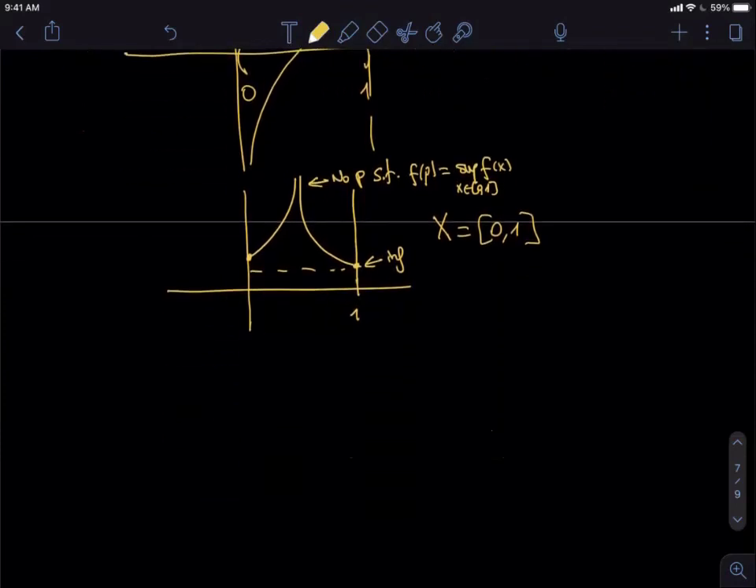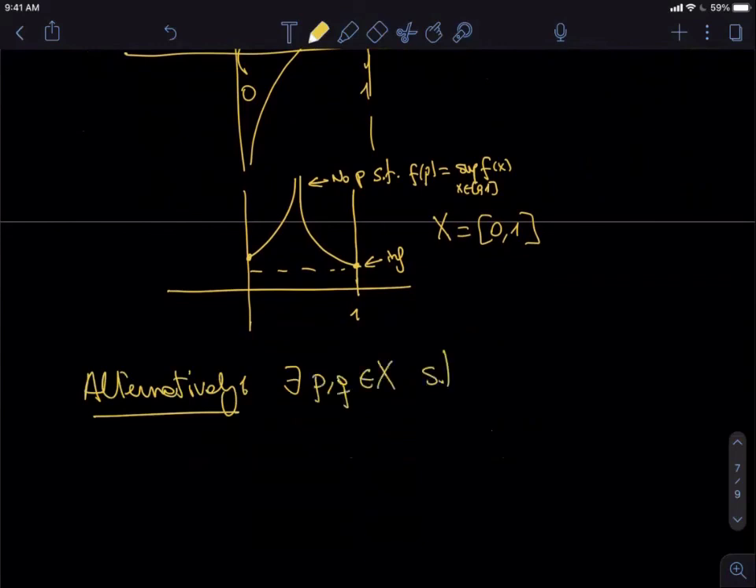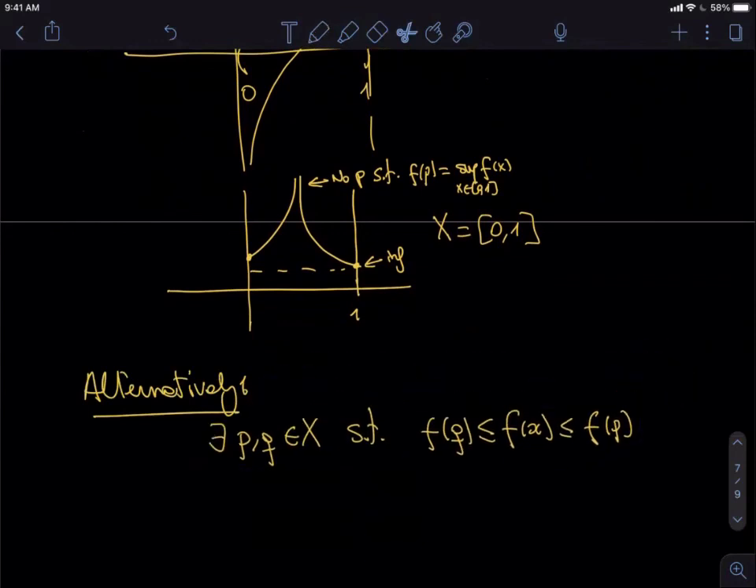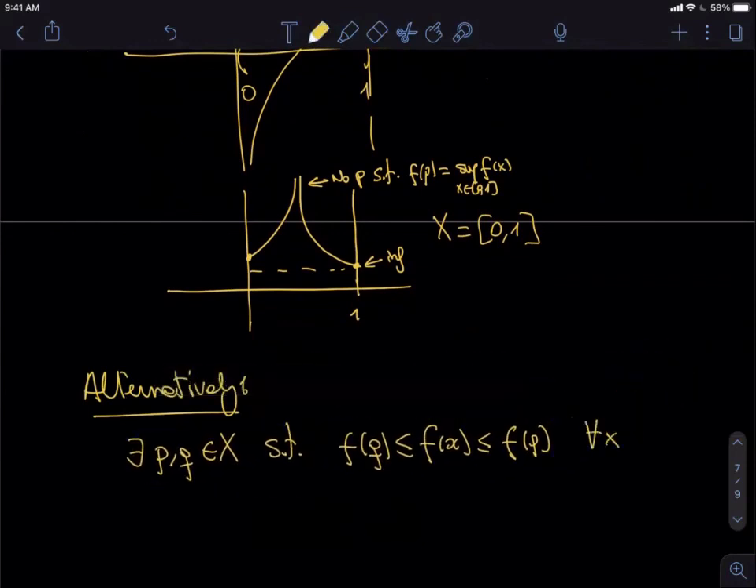This theorem can be stated in a different way. We could also write it like this: there exist p and q in X such that f of x is in between f of q and f of p for every x in the metric space. That means that f attains its maximum at p and its minimum at q.